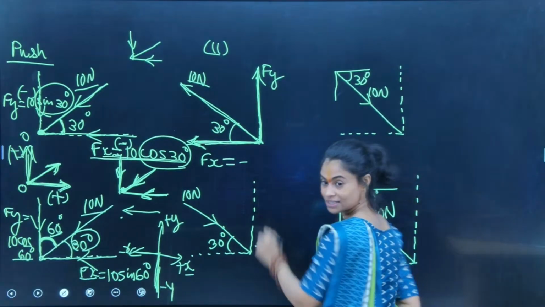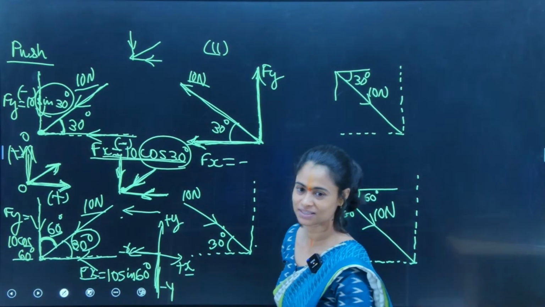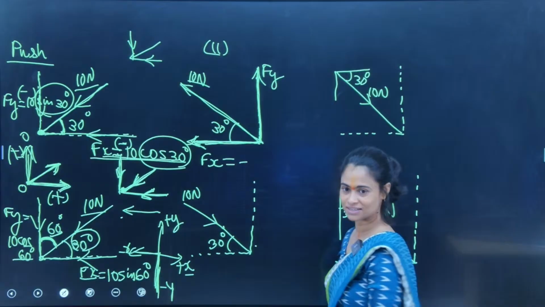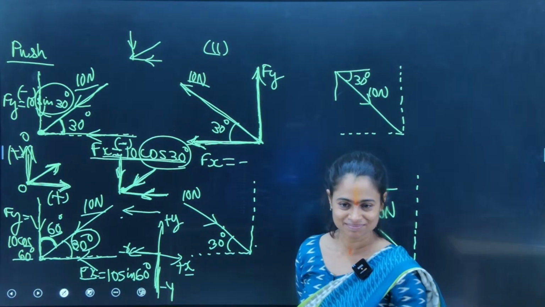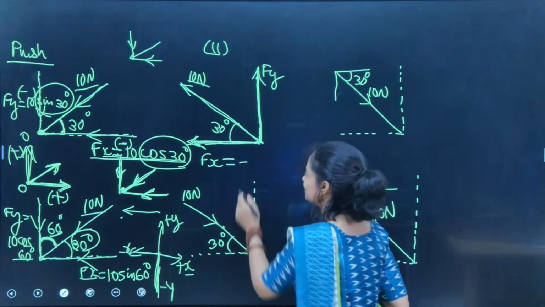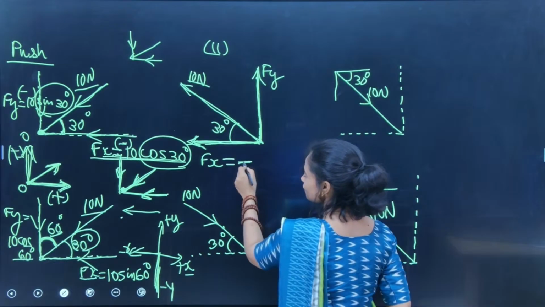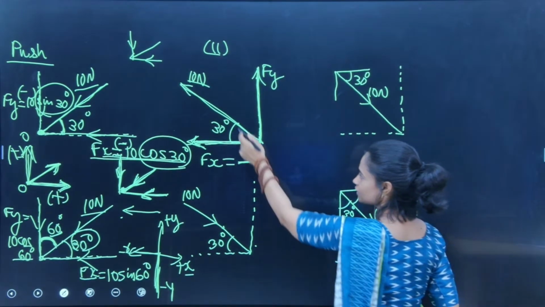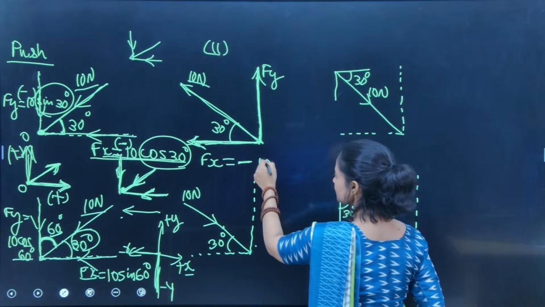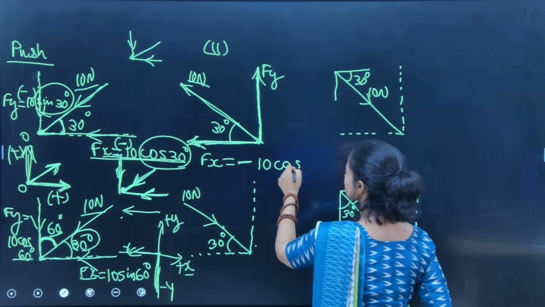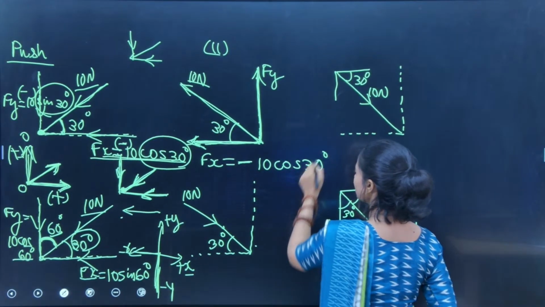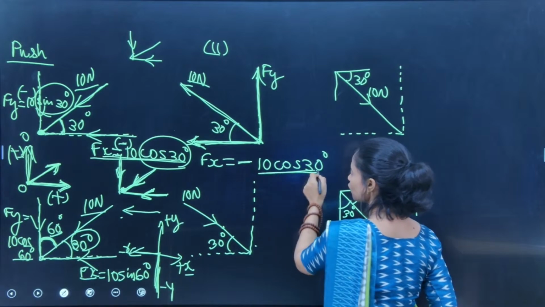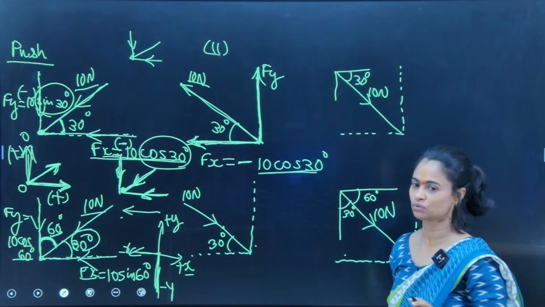We'll take it as, yes, right, very good. Yes, in this case, you have to take Fx as negative. Thank you, Preeti. So, Fx is negative and you can take the magnitude of force as 10 cos 30. Now, you will not be having any problems in finding the magnitude of the force.